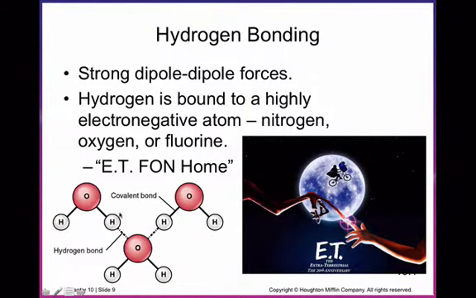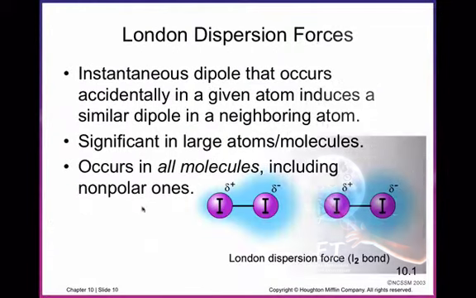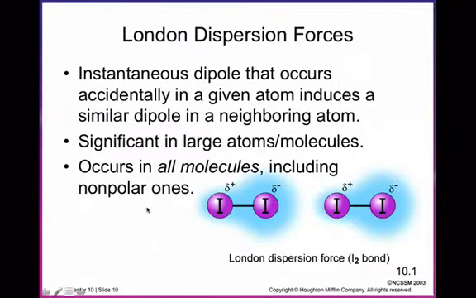So the hydrogen bond occurs if you have hydrogen attached to fluorine, oxygen, or nitrogen. And that's just a really strong type of dipole-dipole force. The other type that was mentioned was the London dispersion forces. London dispersion forces happen when you have nonpolar molecules. So usually you think of diatomics as being nonpolar.